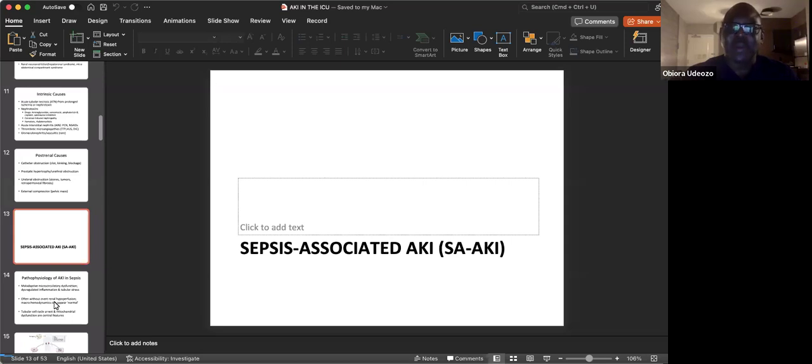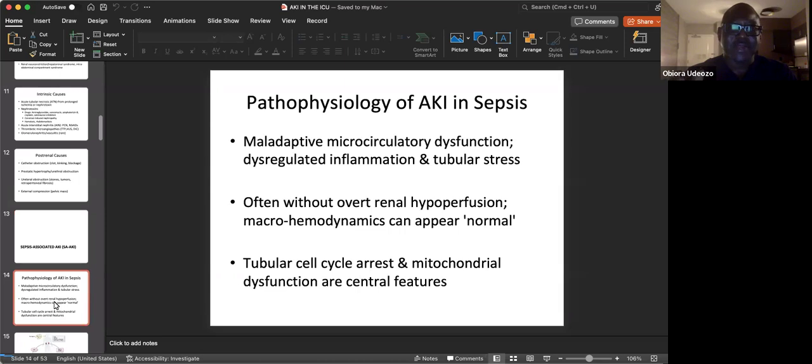Briefly, I will just talk about sepsis and AKI. Back in the day, we all used to think it was hypotension that was causing ATN, acute tubular necrosis, leading to AKI in the ICU. But now we're finding out that it's not just a problem with the macrocirculation, meaning hypotension, because even when the blood pressure is normal or even high, patients still develop sepsis-associated AKI. Scientists are finding out that it's a problem with the microcirculation, the microcapillaries.